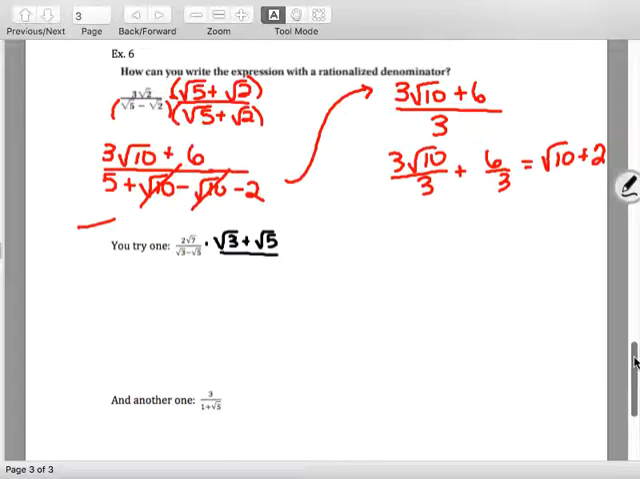If you're struggling to even get started, let me show you the first step. On the first one, because the denominator is a minus, you're going to make it a plus. So you're multiplying the top and the bottom by radical 3 plus radical 5 over radical 3 plus radical 5.